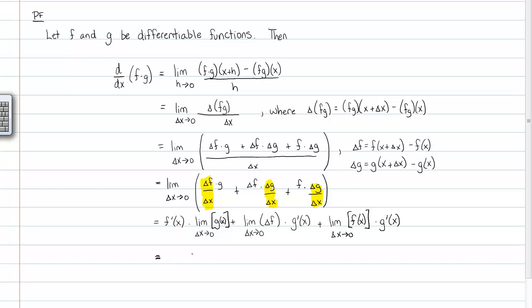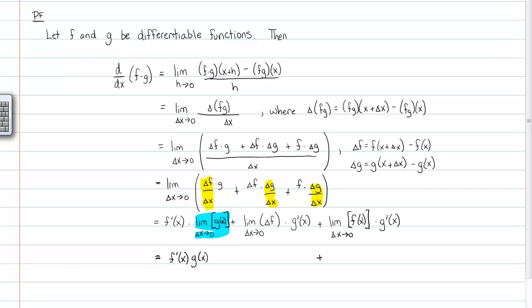Now, this equals something very nice. If you look at this first limit here, the limit as delta x approaches 0 of g of x, there's no delta x in there, just a regular old x. So that function does not rely upon delta x. It only relies upon x. So that limit will just become g of x.